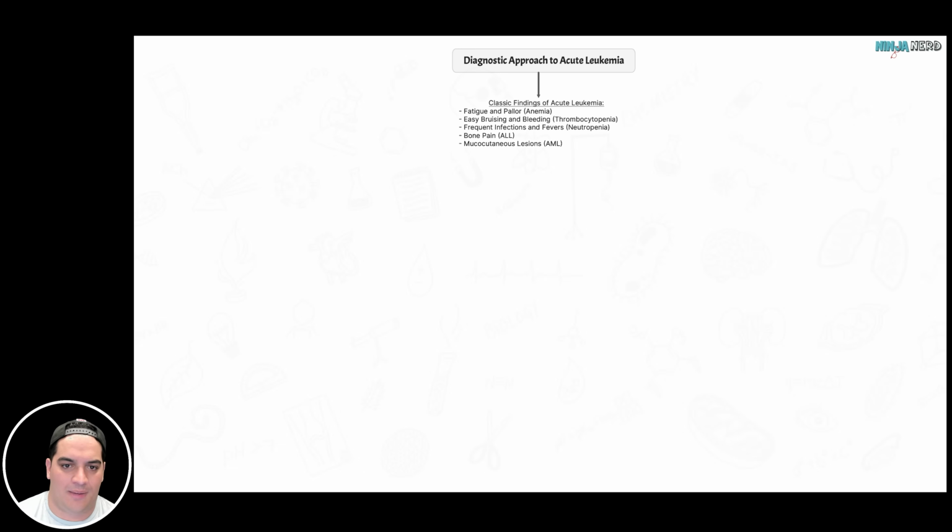So I get a CBC, making sure it's with a differential so I can tell the types of white blood cells, and then I get a peripheral blood smear to get an idea of what the actual cell in the blood is and see if it can help me determine if it's lymphoblast or myeloblast. If I do the CBC with diff and I see pancytopenia, all those cell lines are low, that would support these symptoms.